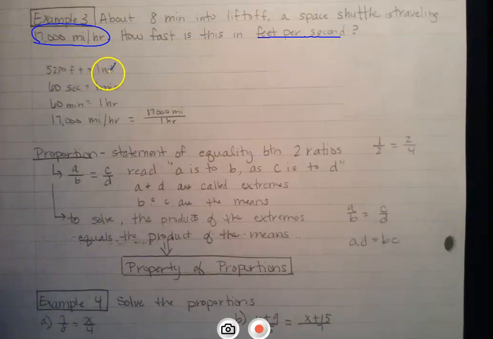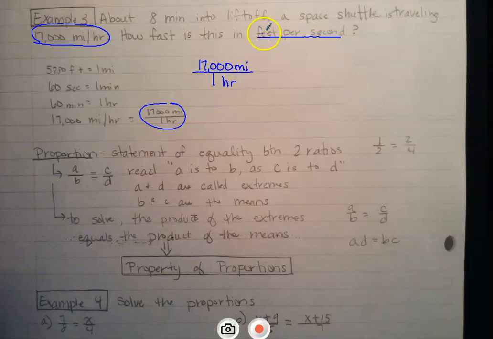I've given you all these to help you. 5,280 feet equals 1 mile. 60 seconds equals 1 minute. 60 minutes equals 1 hour. And 17,000 miles per hour equals this ratio set up, 17,000 miles over 1 hour. So you can use that, because this is what we need to start with, right? This ratio right here. So we're going to have to change our miles to feet and our hours to seconds. It's going to require a lot of steps.